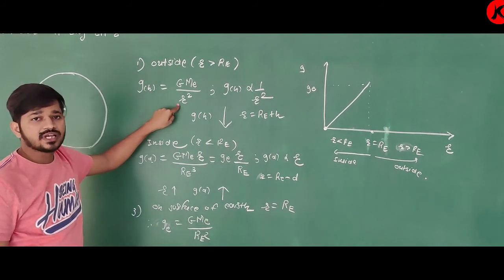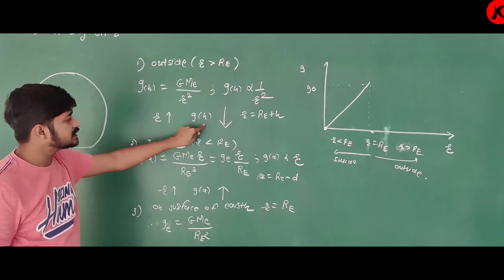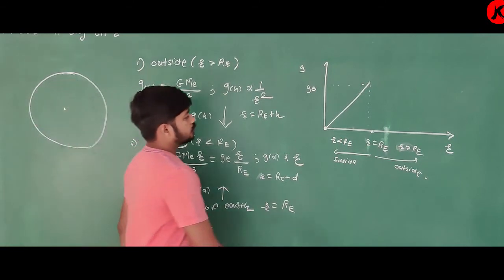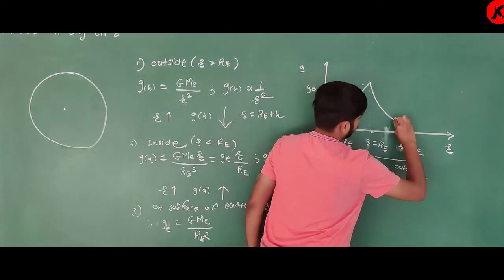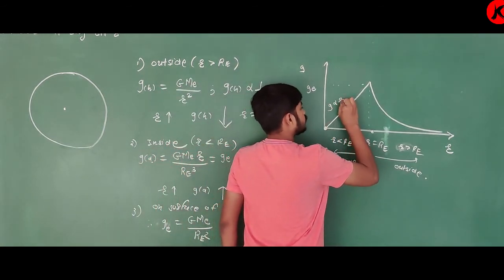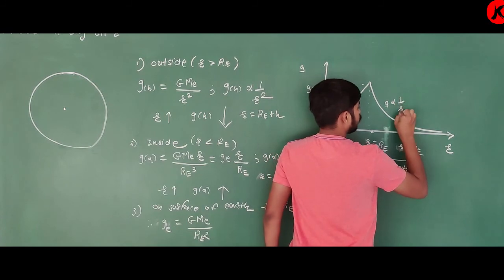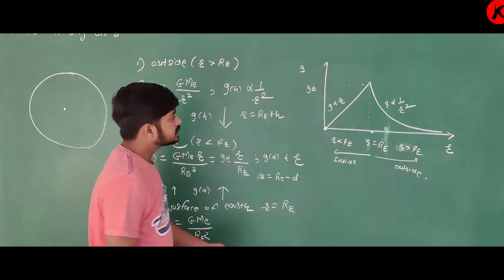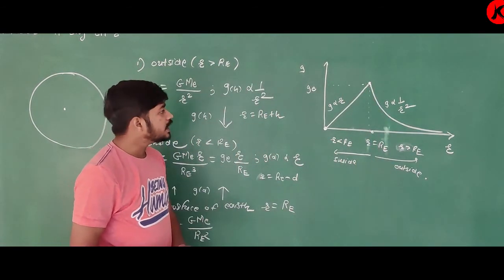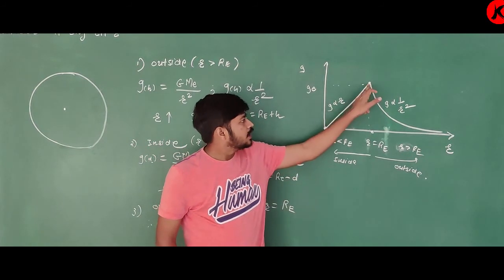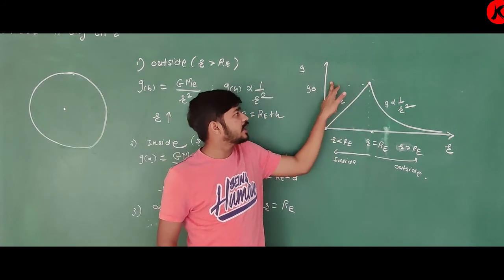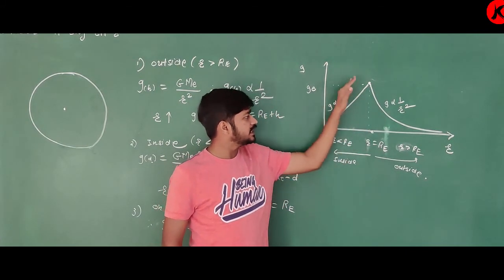GH and r are inversely proportional. So as r increases, GH decreases. But the relation is of inverse square law, so that graph is like this. Here G is proportional to r. Here G is proportional to 1/r². And yes, here it is gravitational acceleration on the surface of Earth. So if we move from the surface of Earth, outside or inside, gravitational acceleration decreases.